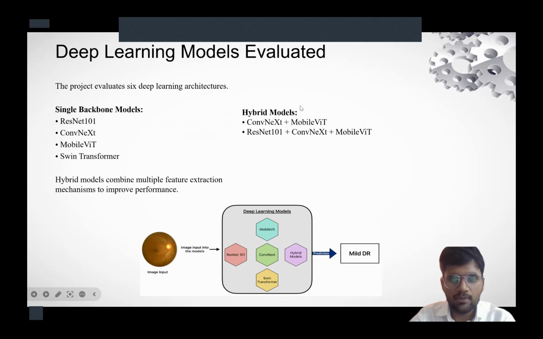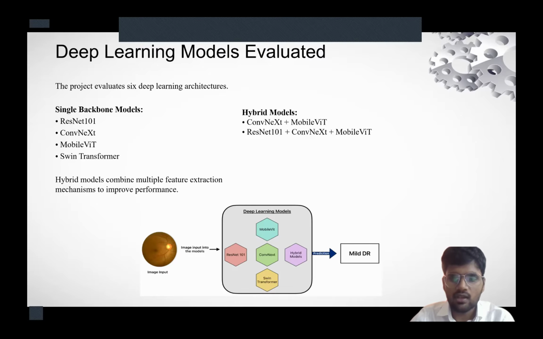Moving on to deep learning models, several deep learning architectures were evaluated in this project. These include ResNet 101, ConvNeXt, MobileViT, and Swin Transformer. Each architecture captures different types of visual features. In addition, hybrid models were developed by combining multiple architectures. The final hybrid model combines ResNet 101, ConvNeXt, and MobileViT. These actually strengthen the network.